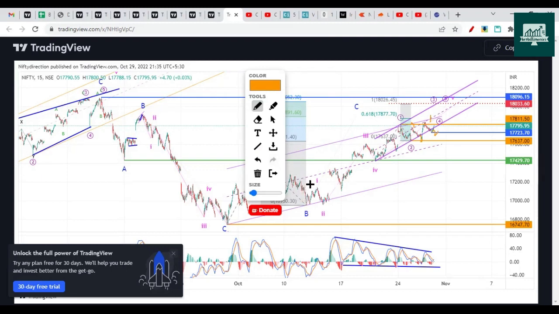Again, here there is no invalidation point, but whatever swing it makes, once that is broken, we can consider it the start of the fall. It is safe to assume that once 17,723 is broken, the fall will start. So this could be the confirmation point for most of us. If you want to play safe, a 17,723 break is what we can expect.